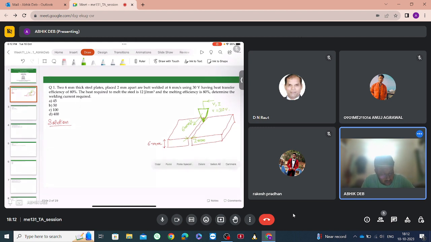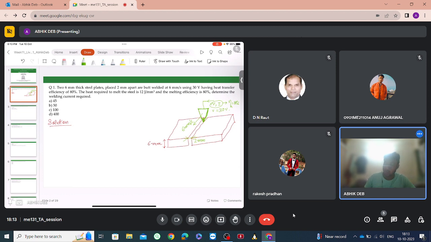The voltage and current are supplied at a heat transfer efficiency of 80%, and the heat required to melt the steel is 12 joules per millimeter cube. So for melting 1 millimeter cube of the steel, the heat required is 12 joule. And the melting efficiency is 80%.